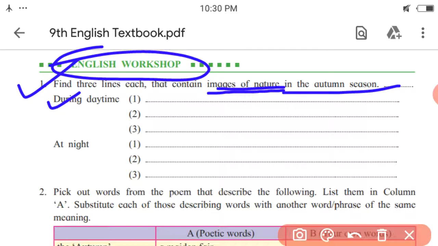Now what about nighttime? Read the second stanza and find the lines. Here are those. A diadem adorns the night of multitudinous stars. Next, her silken robe is white moonlight. And the next one, and on her face the radiant moon. So these are the lines which contain images of nature at night.